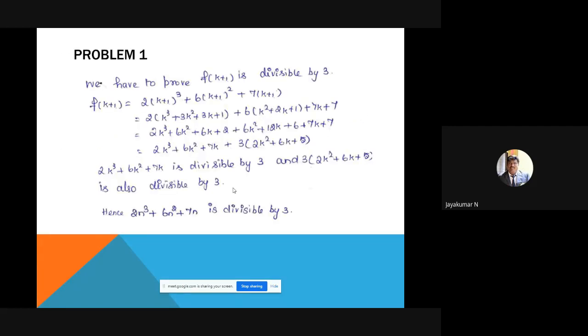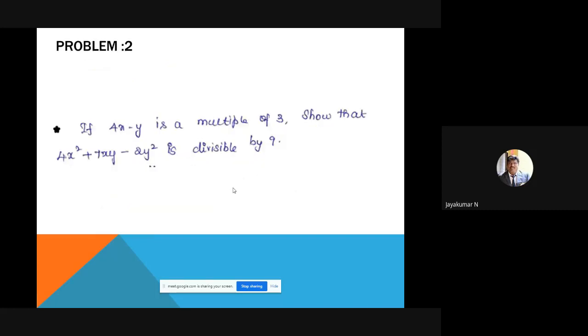We have a procedure for mathematical induction for only one variable. How do you solve the problem by mathematical induction? For applying mathematical induction, I need a statement which involves one variable. How do you convert like this? The given is 4x minus y is a multiple of 3. By using this only, I can convert this into a single variable. It's a very easy one.